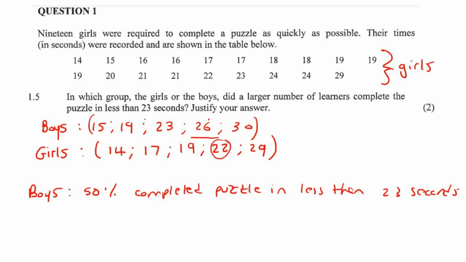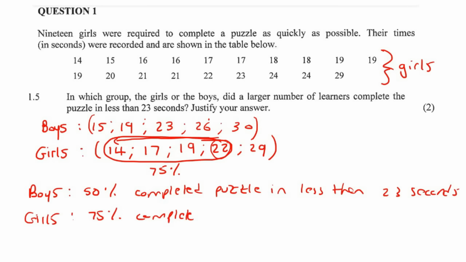So that means that if you have to look all the way back, that would be 75% of all of the girls. So for the girls, 75% of them completed the puzzle in less than 23 seconds. Or you could say 22 seconds. So definitely, if 75% of the girls completed it in less than 22 seconds, then 23 seconds would be even more. So the girls did way better, okay? Or they completed the puzzle much faster.